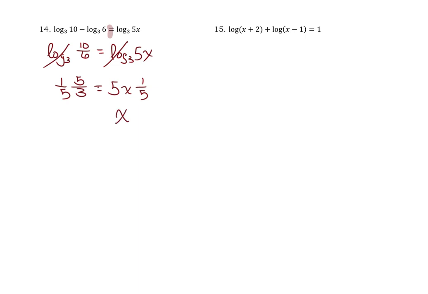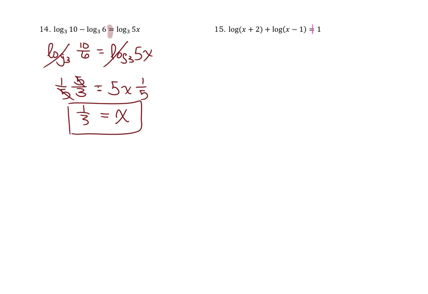Okay, I've got logs on both sides, so I'm going to start with seeing what gets condensed. The left-hand side has a subtraction, so I'm going to write log base 3 once. 10 divided by 6 equals log base 3 of 5x. I take the log of both sides, so that is 5/3 equals 5x. Since I have a fraction, I'm going to multiply by the reciprocal, and that gets me x alone, and it's 1/3. And there is that solution.